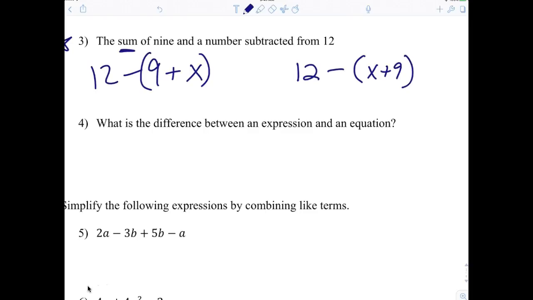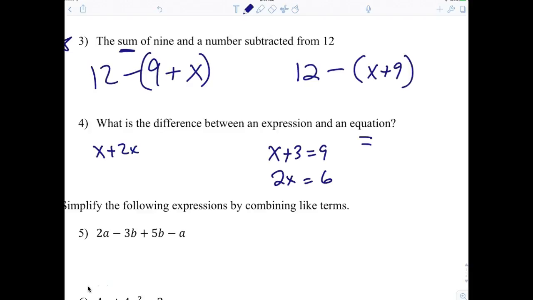What is the difference between an expression and an equation? Do you remember that? That's okay. This one's kind of tricky. An equation has an equal sign. You hear me? An equation has an equal sign. Like if I said x plus 3 equals 9, that's considered a what? An equation. If I said, for example, 2x equals 6, that's an equation. It's an equation because it has a what? Right. If I said x plus 2x, that's an expression because there's no equal sign.